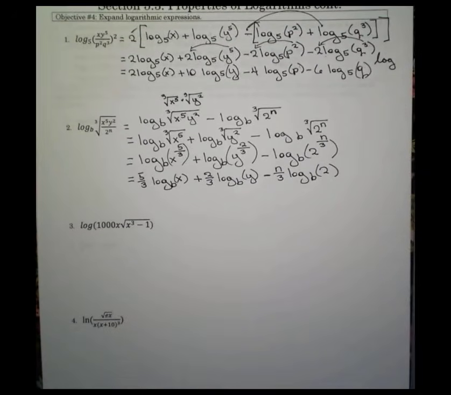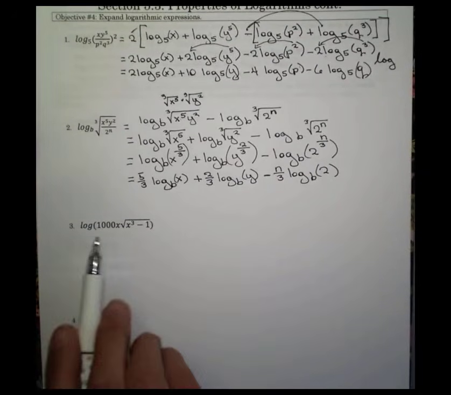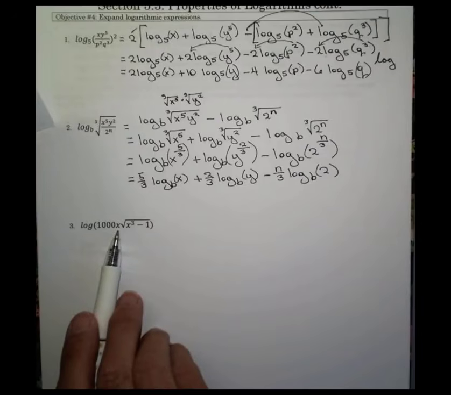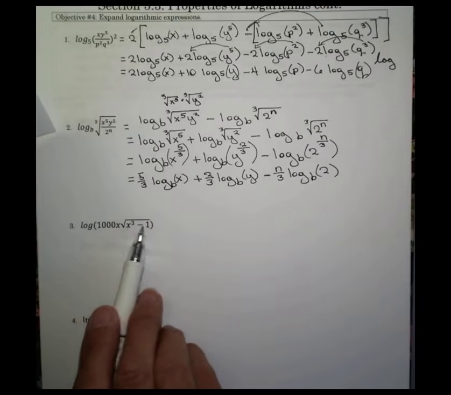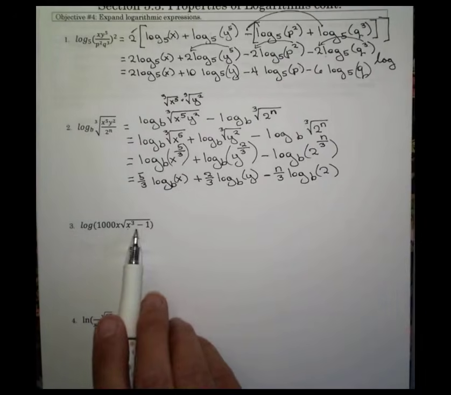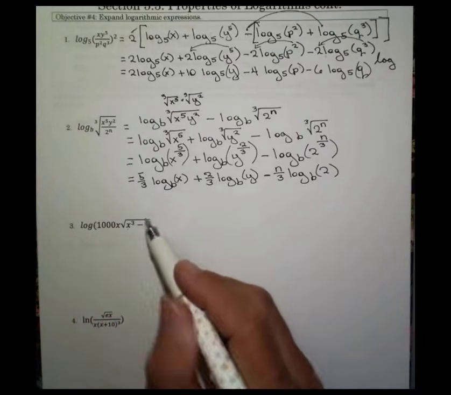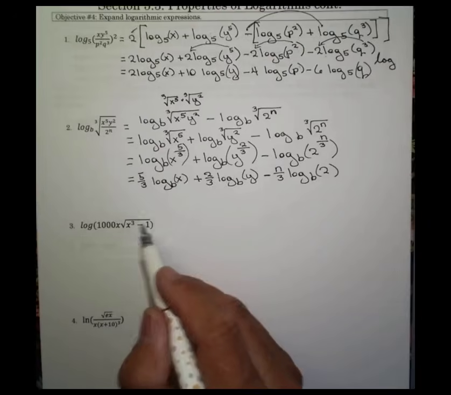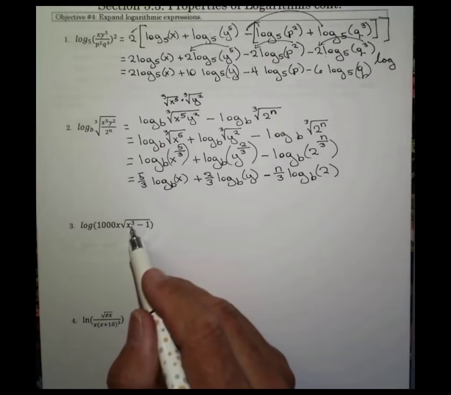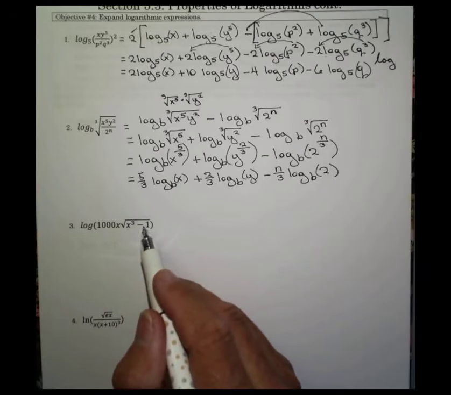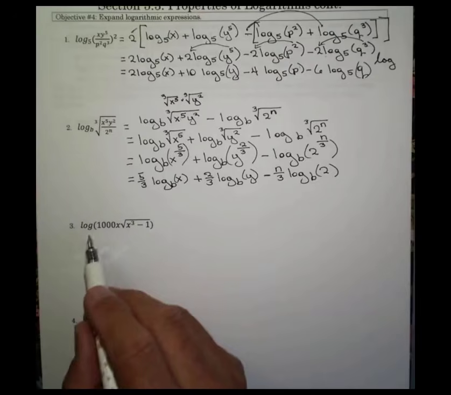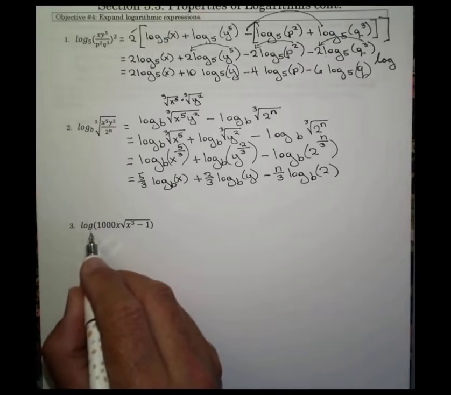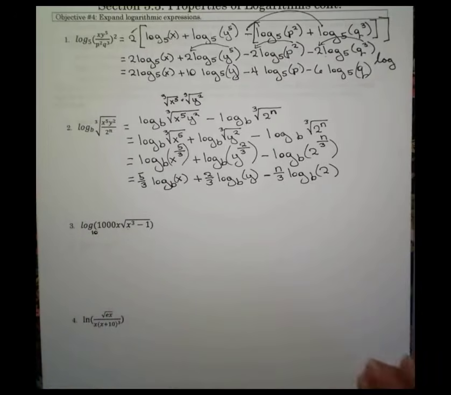All right, now let's talk about log of 1000x times the square root of x cubed minus 1. Now I can't split this out. I just want to make note of that really early. I can't split this out using the product rule into x cubed and 1 because it's not multiplication under this radical, it's subtraction. So I'm sort of stuck with it the way it is. And the other thing you need to note is that when it says log without a base, the base is 10, okay? So this is the common log, base 10.